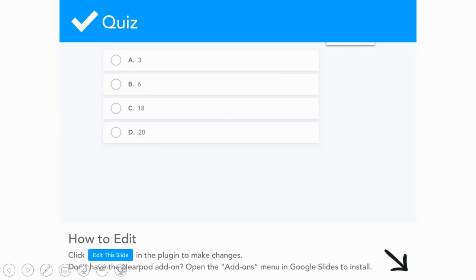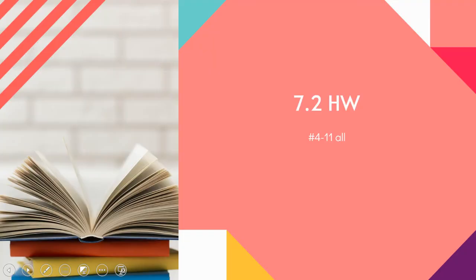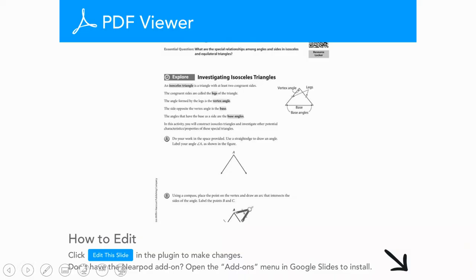Okay, now you guys have a problem to do. Again, remember, make sure that you're getting it correct. Your homework is posted on your Nearpod. You're only doing numbers 4 through 11, okay? And that's it for today for 7.2.